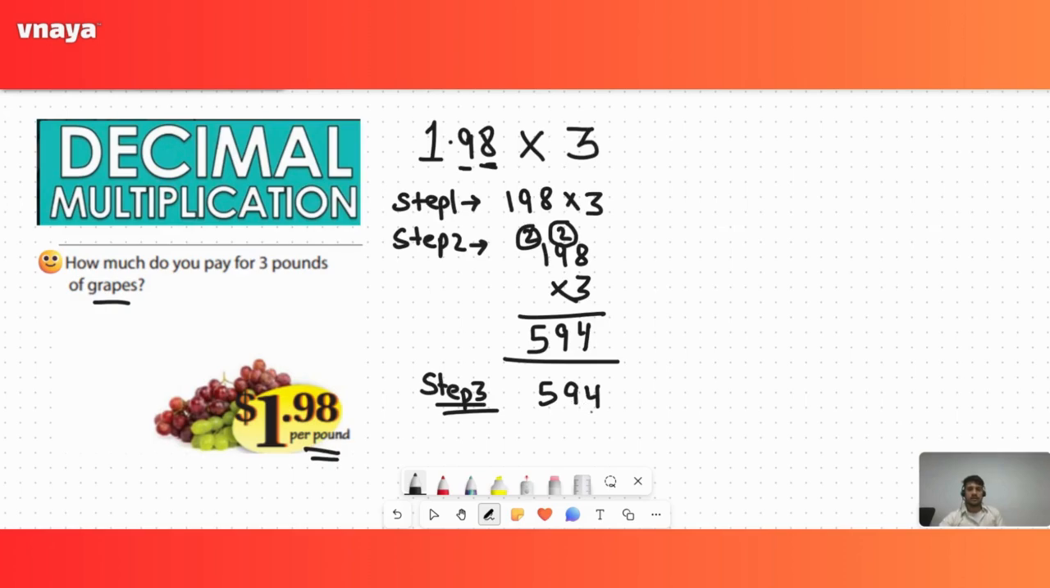So where will you place your decimal? See, 1 digit, 2 digits. So we will place our decimal here. This way we can say our final answer is $5.94. So the cost of 3 pounds of grapes is $5.94. Clear?